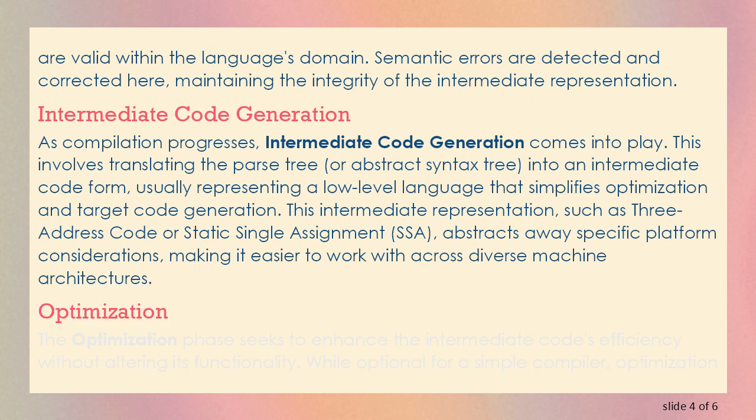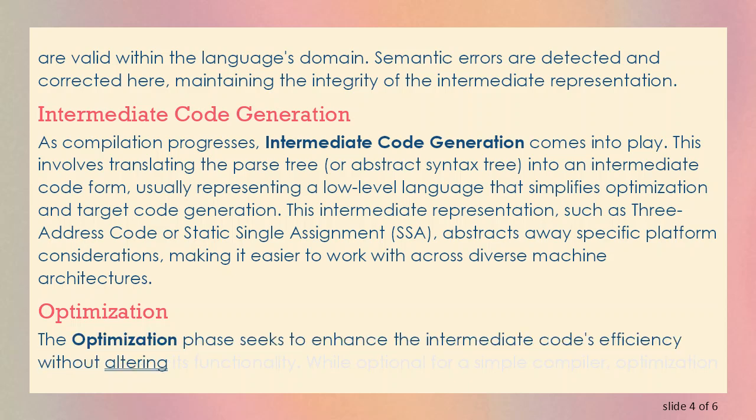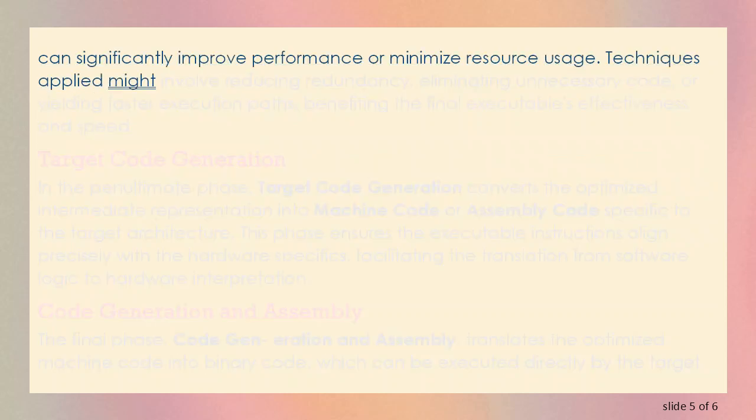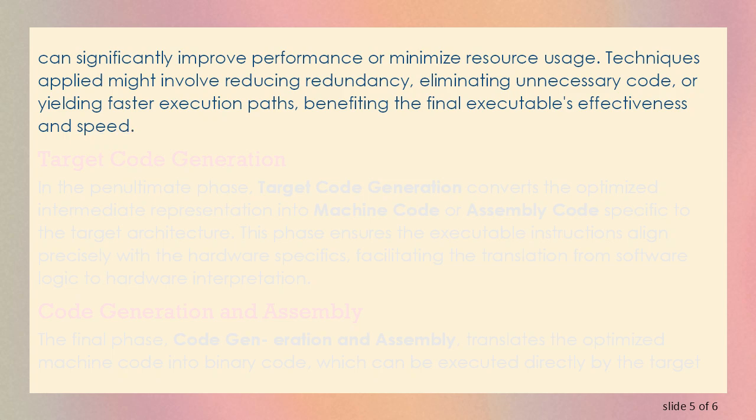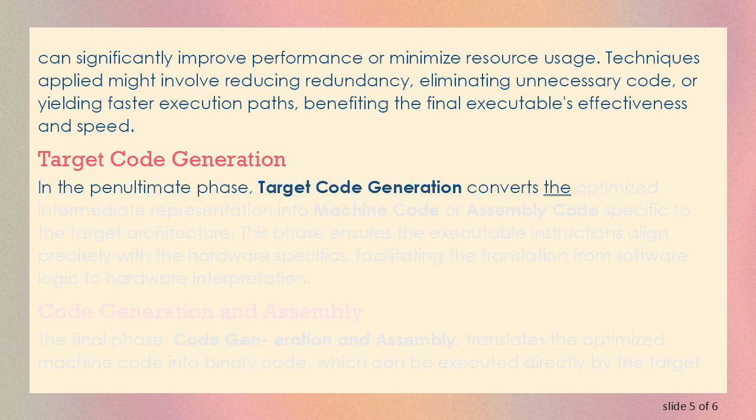Optimization. The optimization phase seeks to enhance the intermediate code's efficiency without altering its functionality. While optional for a simple compiler, optimization can significantly improve performance or minimize resource usage. Techniques applied might involve reducing redundancy, eliminating unnecessary code, or yielding faster execution paths, benefiting the final executable's effectiveness and speed.